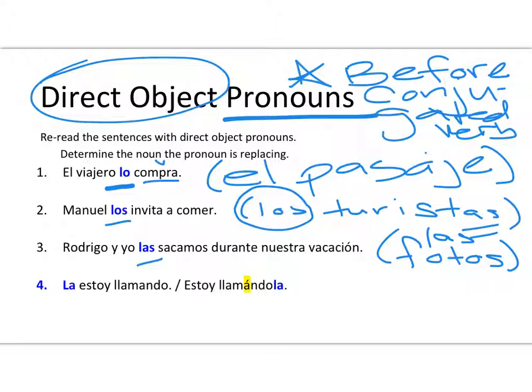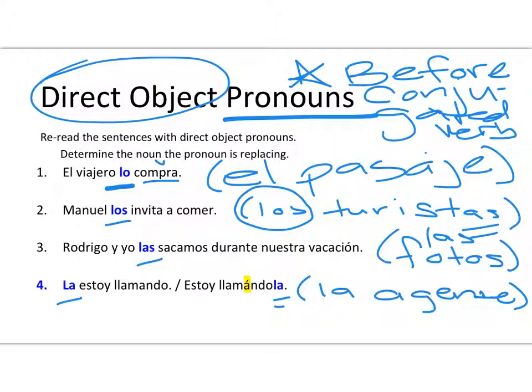Y número 4. La replaced what? La. Repite. Agente. Another word whose gender isn't obvious until we look at our article, and it comes where? Before estoy. Or, miren chicos, it can also come where? We'll conclude with this. It can also come at the end of our participle.